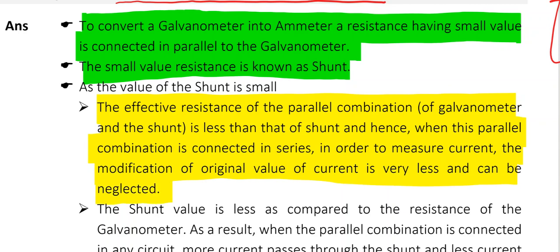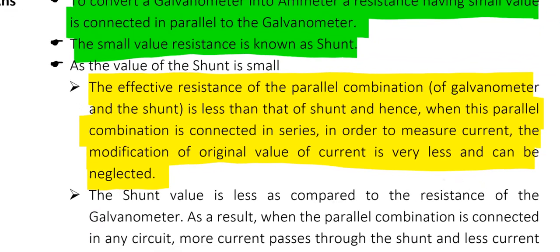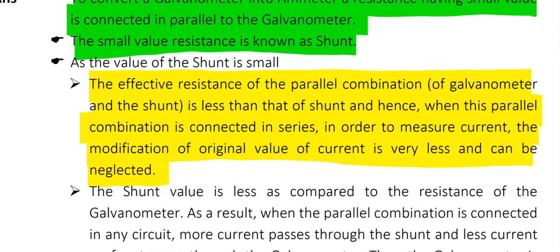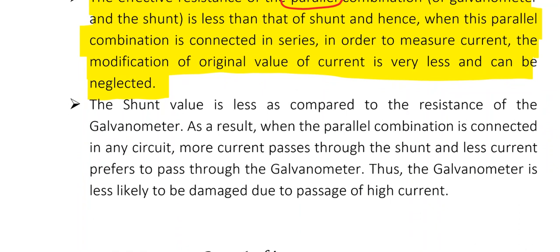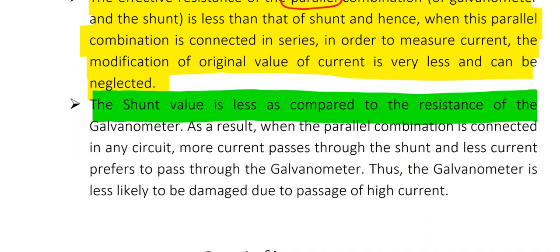Same, there is still modification. Original current still gets modified because you have connected something in series in the circuit. So current is definitely changed. But now the change is tolerable or very less, so you can neglect it. And why the change is small? Because you are talking about parallel combination. So in parallel combination, effective resistance decreases. That is one advantage. Second, the shunt value is less as compared to the resistance of galvanometer.